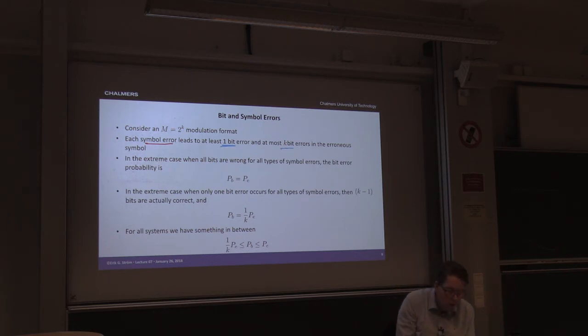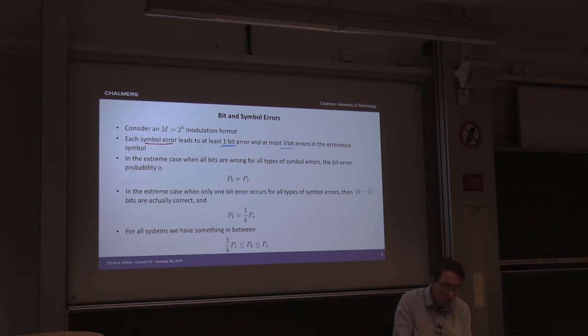Okay, so let's calculate the extreme cases. One extreme case is when all bits are wrong. Whenever we make a symbol error, all bits for some reason are wrong. Then the bit error probability is equal to the symbol error probability. However, in the other extreme case, when only 1 bit is wrong when we make a symbol error, then the bit error probability is 1 over k times the symbol error probability.